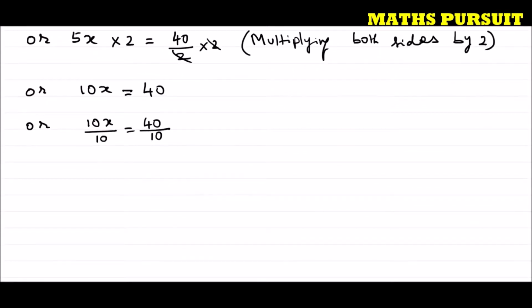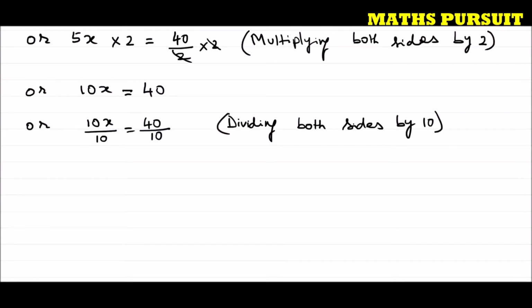So what I am doing here? I am just dividing both sides by 10. Why I am dividing both sides by 10?